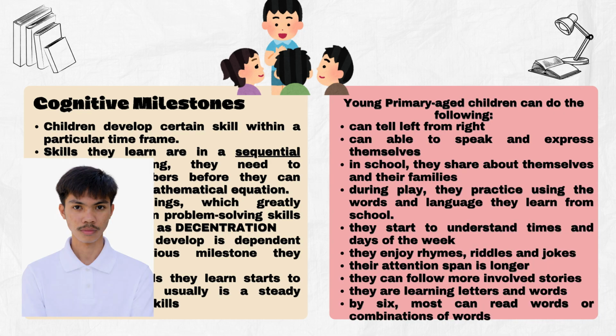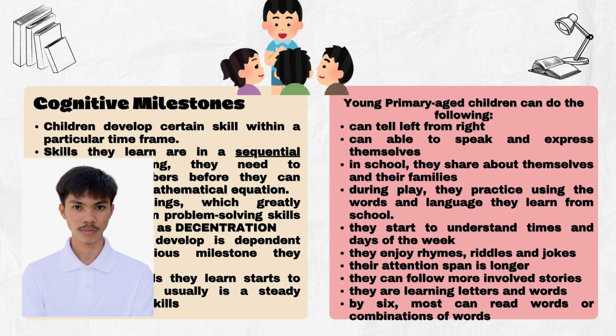Young primary age children can tell left from right, so they can classify where is the right or where is the left. They are able to speak and express themselves. In school they can share about themselves and their family, so they are able to share who they are and who their family is.